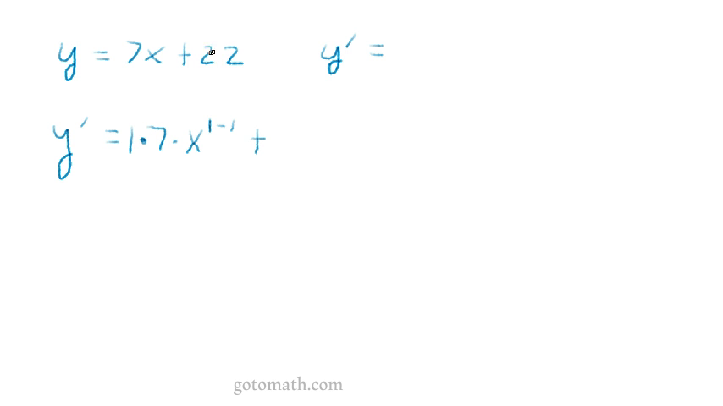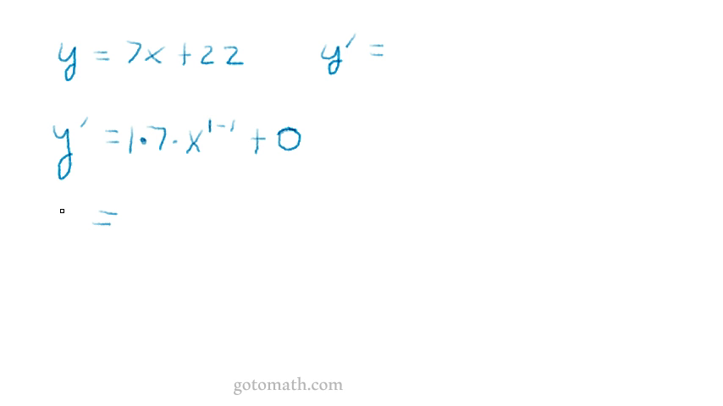The derivative of a constant is 0, and you can show that by, in the previous section we showed that by using the definition of the derivative.